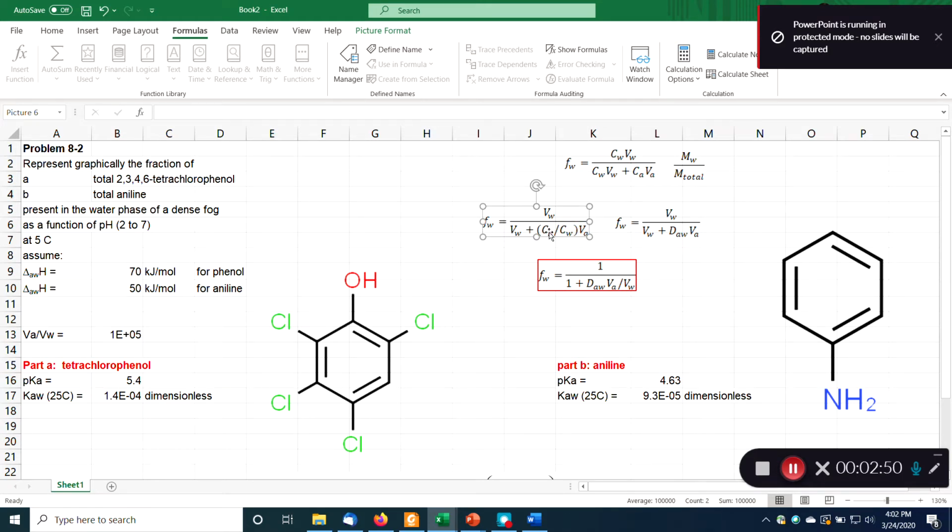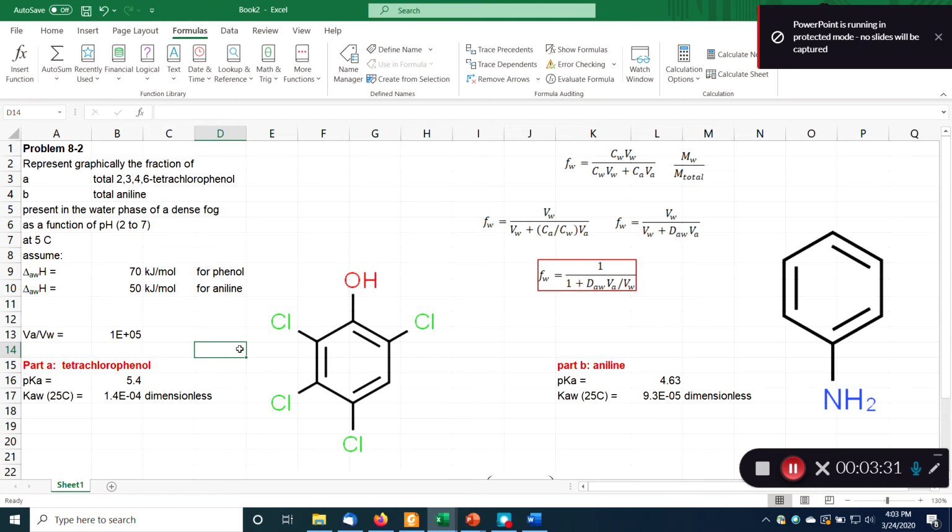Now, normally we would substitute in the KAW, the Henry's law constant, for the ratio of CA and CW. But because this is an acid or base, remember from the lecture on acids and bases, we're going to use DAW, the distribution coefficient, instead of the KAW. And then the last little trick we're going to do with this equation is to divide all the terms through by VW. So you get this equation. The fraction that's in the aqueous phase is 1 over 1 plus this distribution coefficient for air and water times the volume of air divided by the volume of water, because that's what we have. We have the ratio. We don't have independent volumes. We just have the ratio.